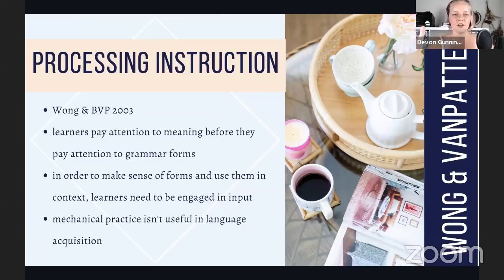Here is another theory that I would love for you to know about. You can find out more on his podcast, Bill VanPatten. It's Tea with BVP, and then the other one, I forget what it's called, but there's a second one too. There's tons of info about this.